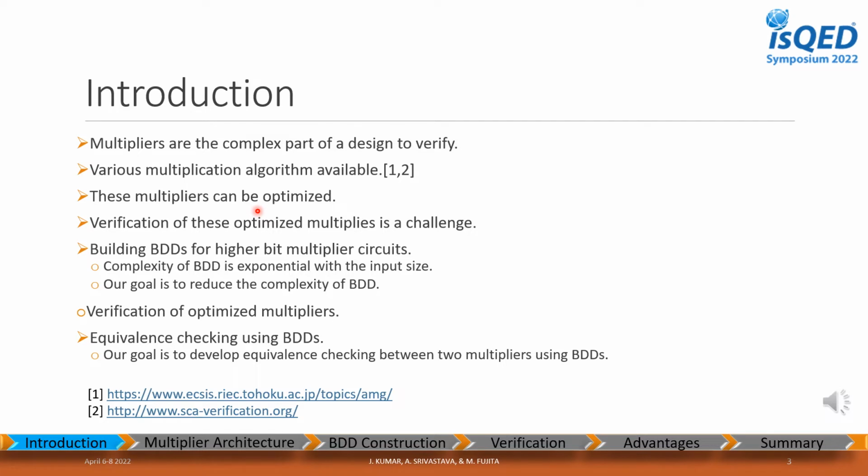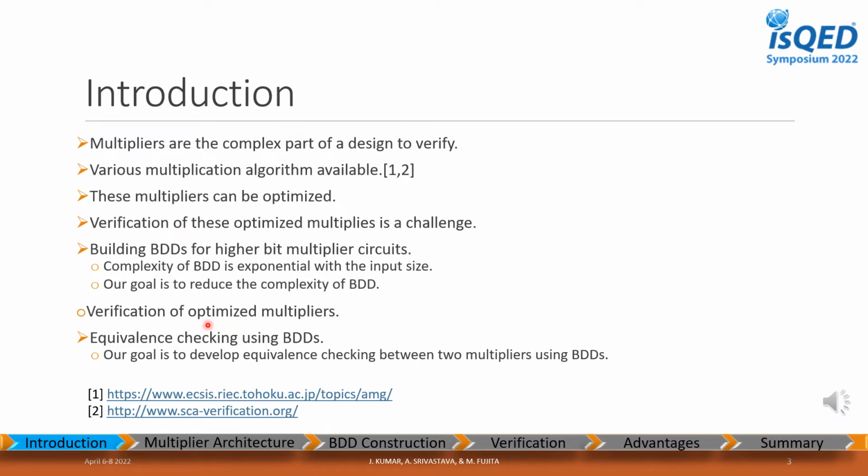of AIG nodes. Now, verification of these optimized circuits is a challenge because after optimization, the architecture of multiplier circuits is changed. As we know, the complexity of BDD is exponential with the input size, hence it may not be feasible to apply the general BDD construction method to verify integer multiplier circuits. So our goal is to reduce the complexity of BDDs for multiplier circuits and to verify optimized integer multiplier circuits.